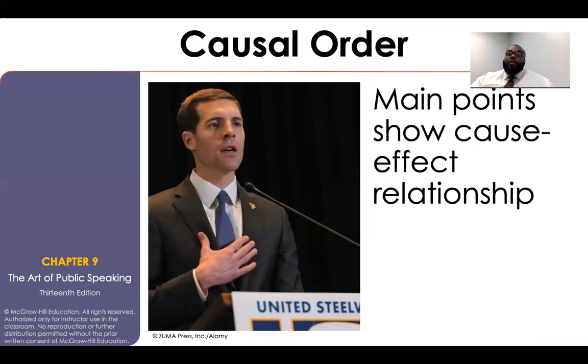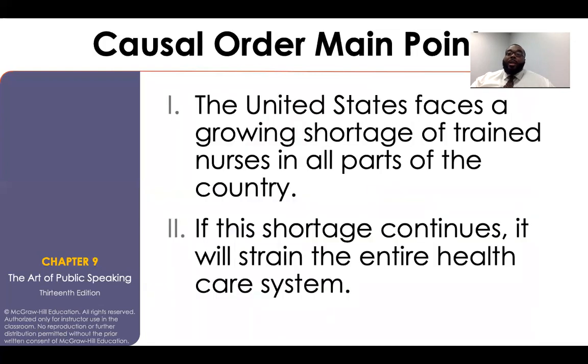A third type of organizational pattern is causal. Causal is also recognized or considered to be cause and effect because you're basically showing or illustrating through your presentation in your main points that there is in fact a cause and effect relationship. For example, one might say that the United States faces a growing shortage of trained nurses in all parts of the country. A follow-up point might be if this shortage continues, it will strain the entire healthcare system.